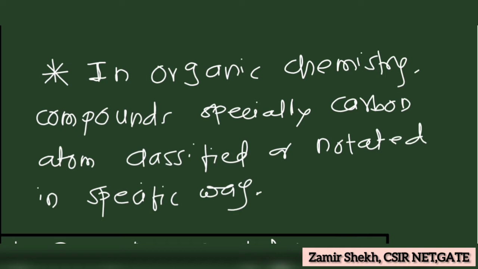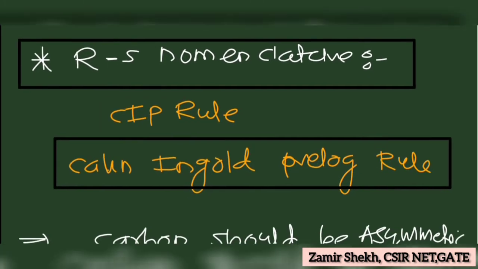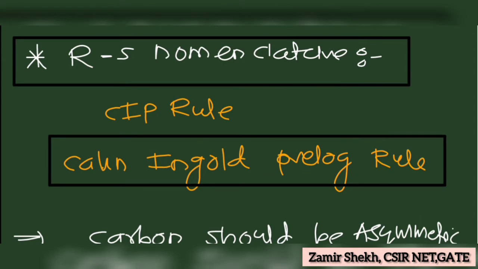R is nothing but rectus, or simply we can call it the right side, or proper. While in case of S configuration, it is called sinister, or malicious, which can also be called the left one. So first we will see what this RS nomenclature is. This RS nomenclature is said to be the CIP rule.